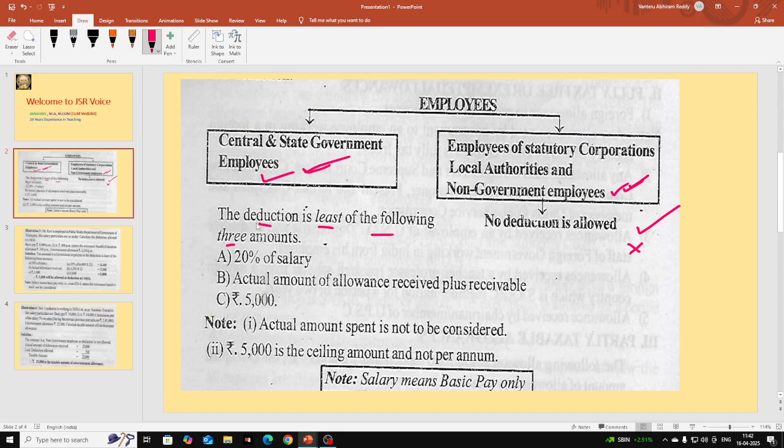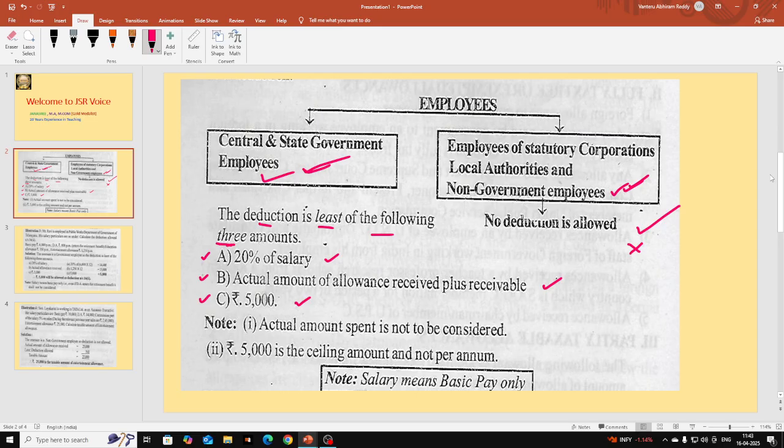So what is the deduction for government employees? Deduction is the least of the following three amounts. Three items are there, and the least will be taken as deduction. The first one is 20% of salary. The second one is the actual amount of allowance received or receivable. The third one is rupees 5,000. Out of these three, the least one will be given as deduction, and the remaining amount is taxable for him.